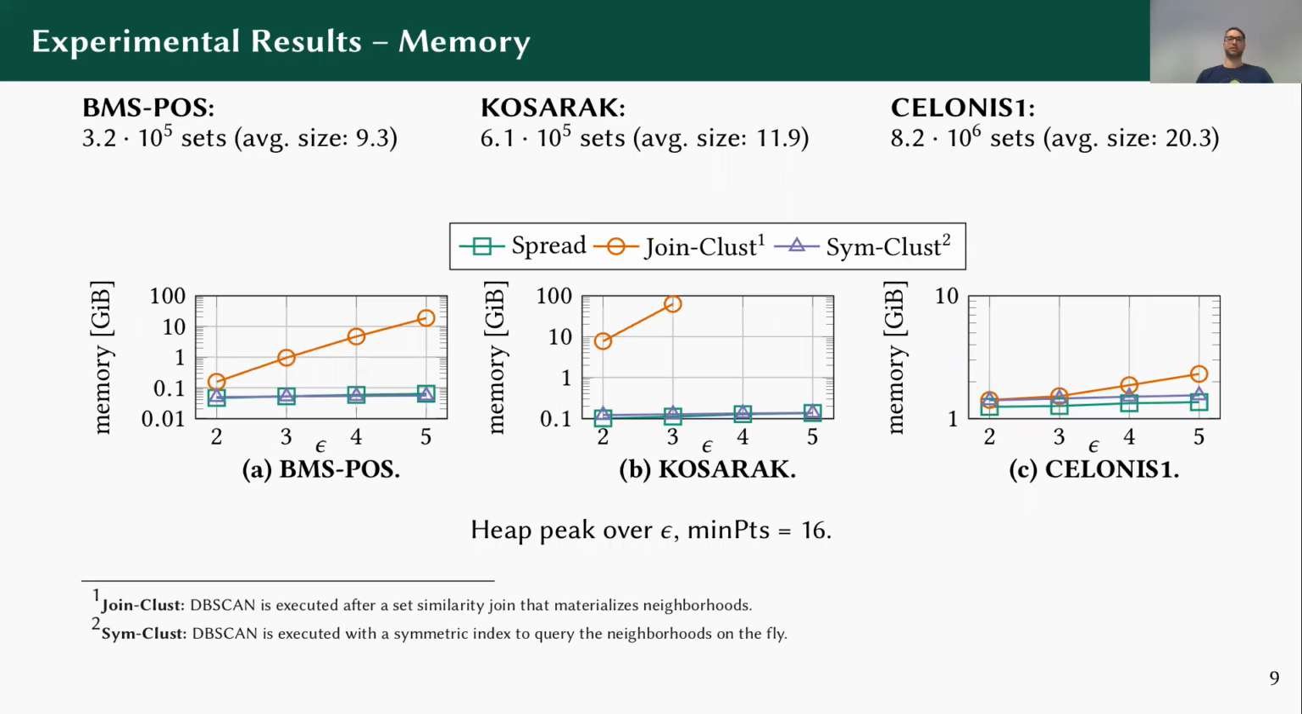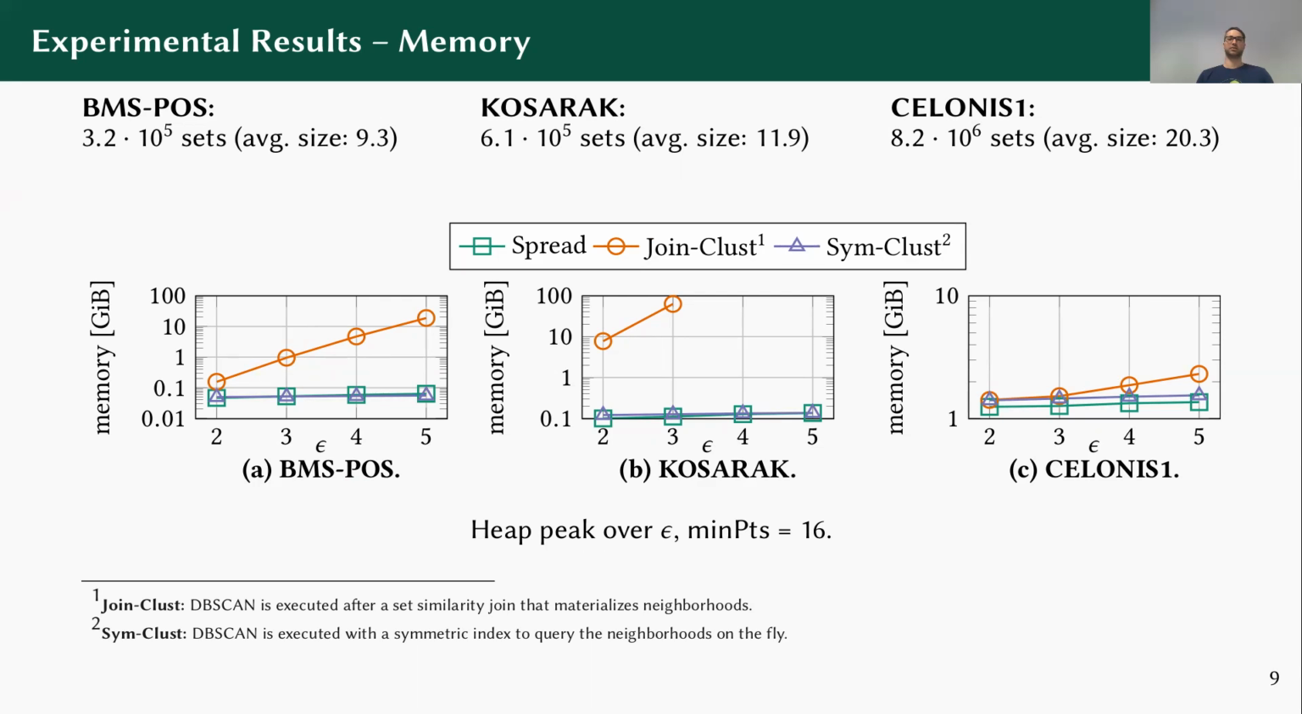Next, we show the memory consumption for the same configurations and datasets. The memory consumption is the heap peak of Linux mem usage and is shown on the y-axis. With respect to memory, JoinClust is clearly outperformed by both SimClust and Spread. For higher values of epsilon, JoinClust consumes more memory and runs out of memory for the COSOVAC dataset, which is due to the materialization of the quadratic-sized neighborhoods.